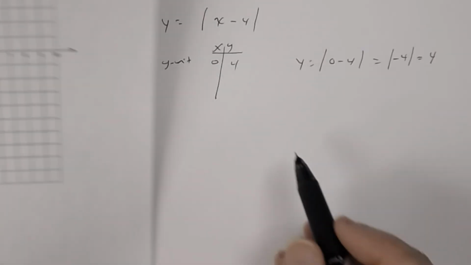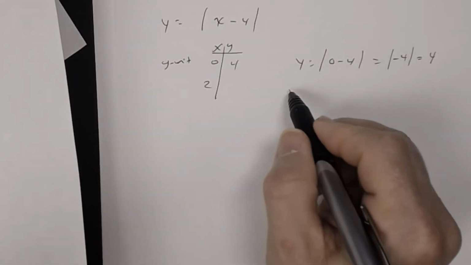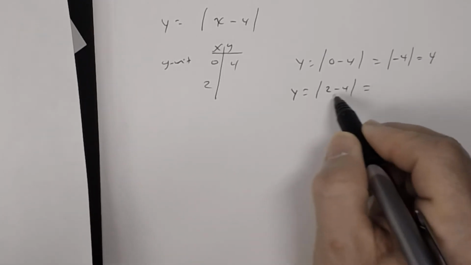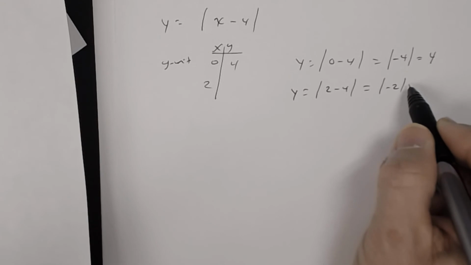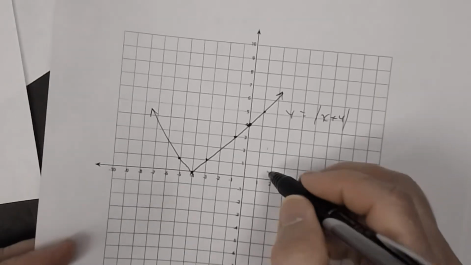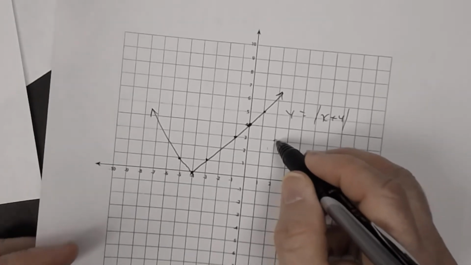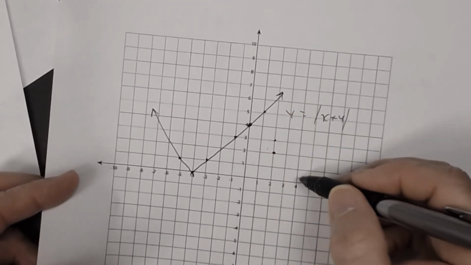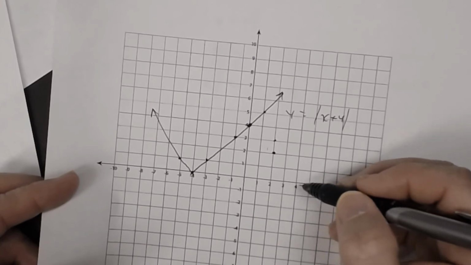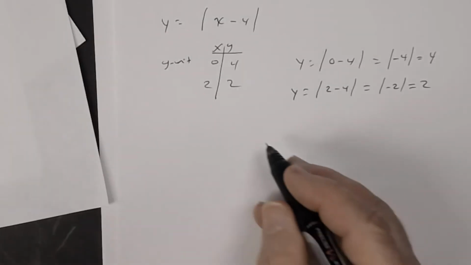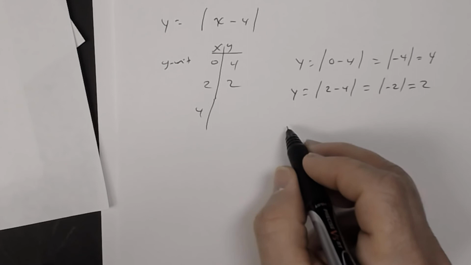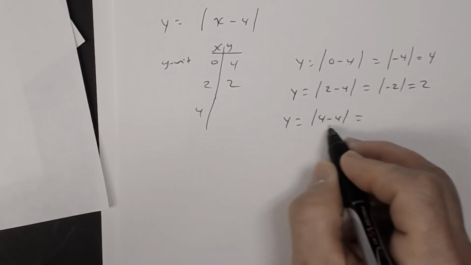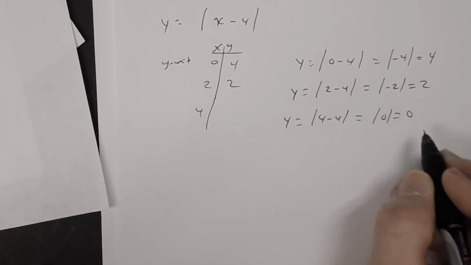Okay? Now let's try 2. If x is 2, I get y equals the absolute value of 2 minus 4. 2 minus 4 is a negative 2. The absolute value of a negative 2 is a positive 2. So 2, 2 is right here. So now I notice that it's doing something like this, right? So do you think that the vertex is going to be a positive 4? Yeah, it will. So let's do 4. Let's see what happens. If x is 4, I get y equals the absolute value of 4 minus 4. 4 minus 4 is 0. Absolute value is 0, 0.